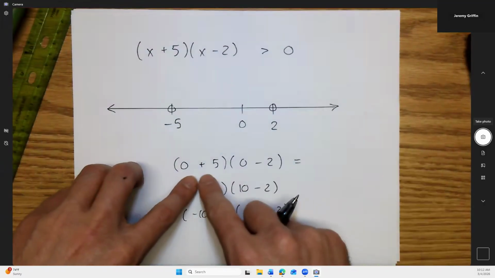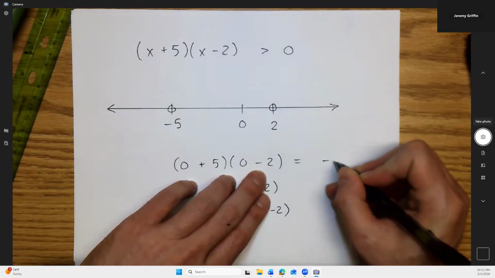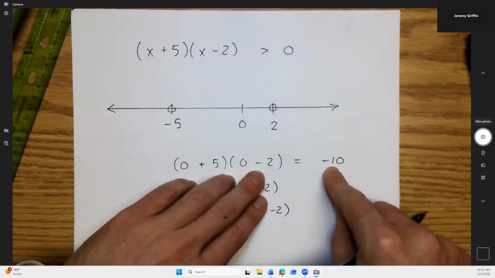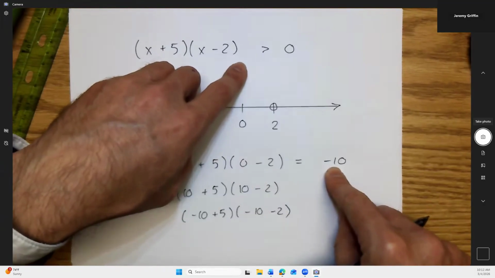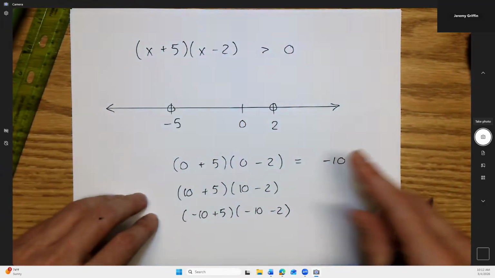Okay, guys, 0 plus 5, 0 minus 2. What is that? Is that -10? And most importantly, it's negative. So negative, guys, is any negative number greater than 0? No. So that would be false.